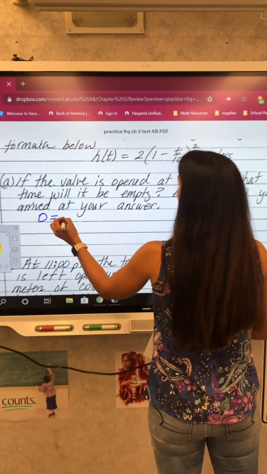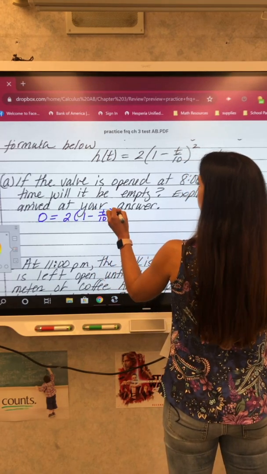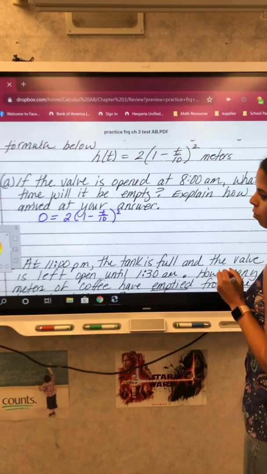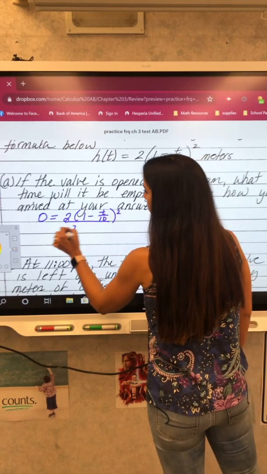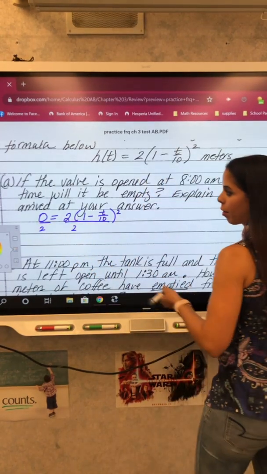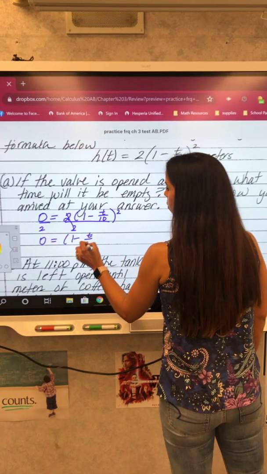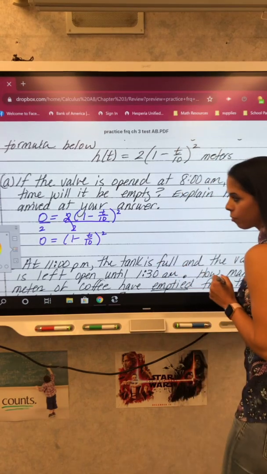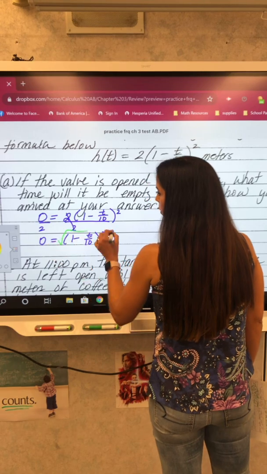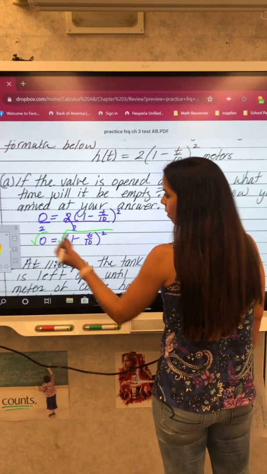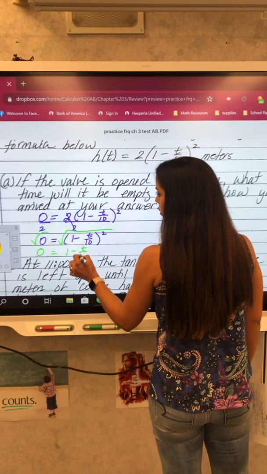Okay, so let's see. 0 equals 2 times 1 minus t over 10 quantity squared. Well, first off, I would need to divide by 2 to get rid of that 2 out front. But 0 divided by anything is 0. So that would be 0 equals 1 minus t over 10 quantity squared. To undo the square, we would have to square root it. And the square root of 0 is just 0, so we'd have 0 equals 1 minus t over 10.